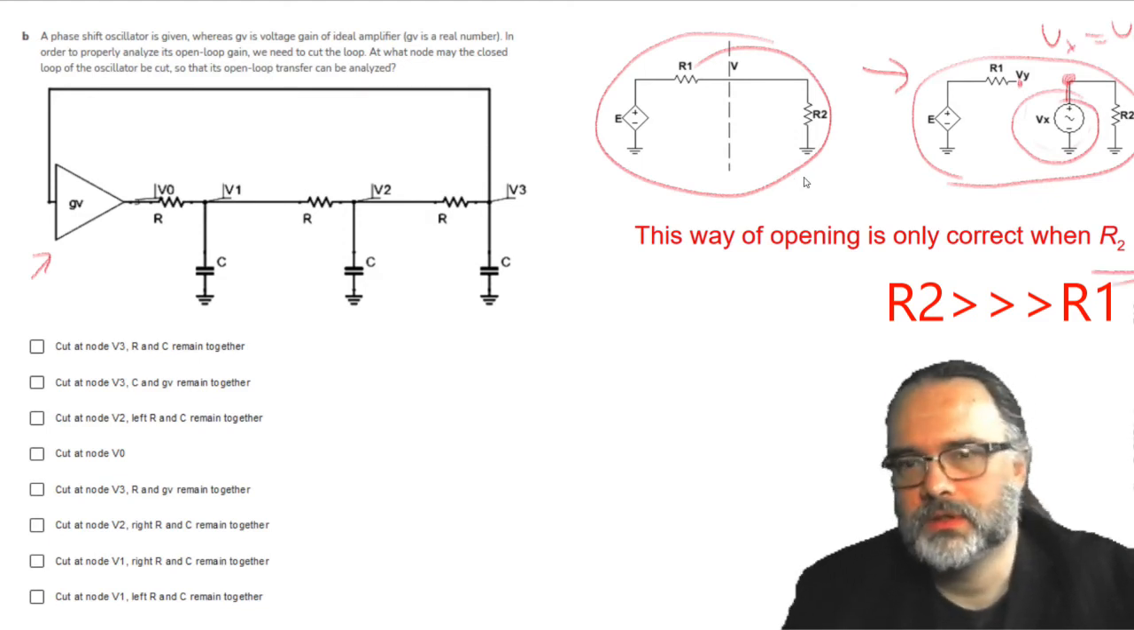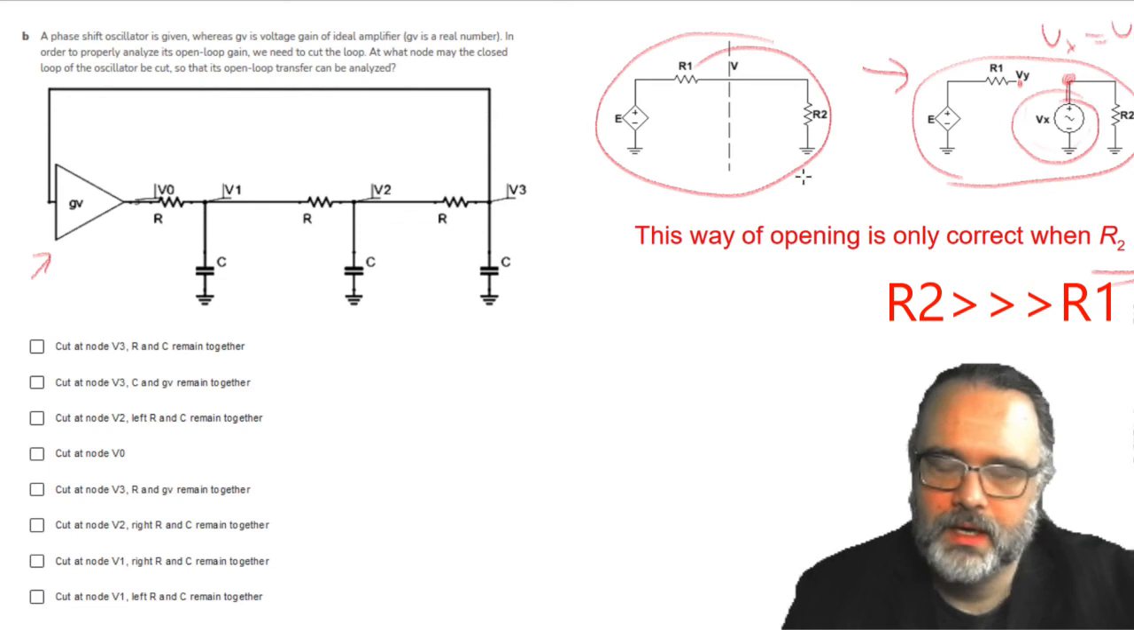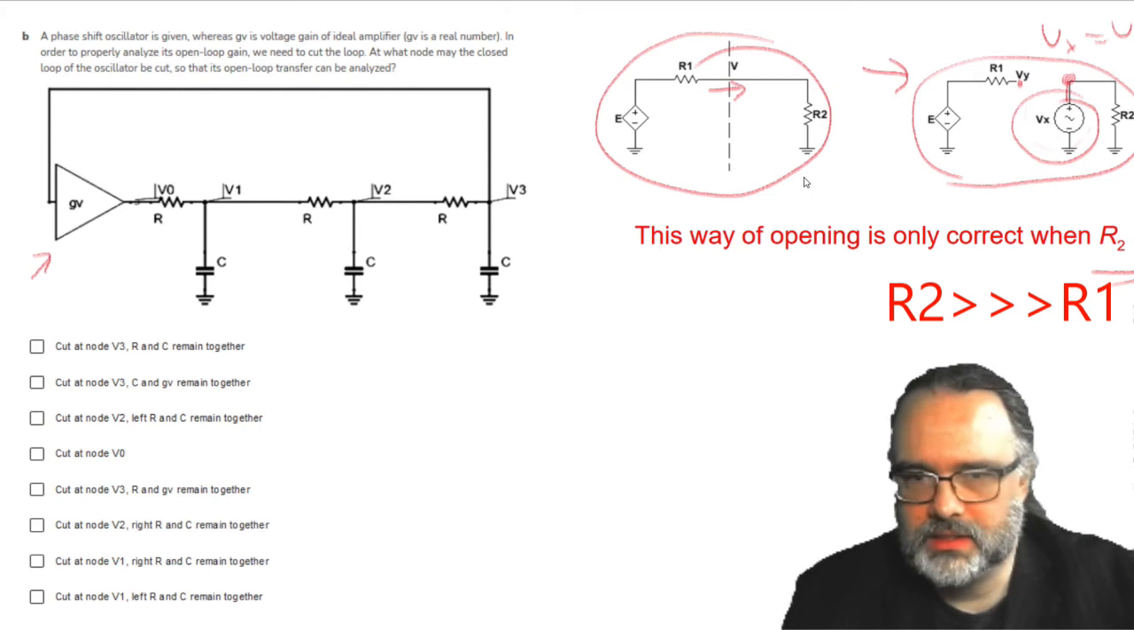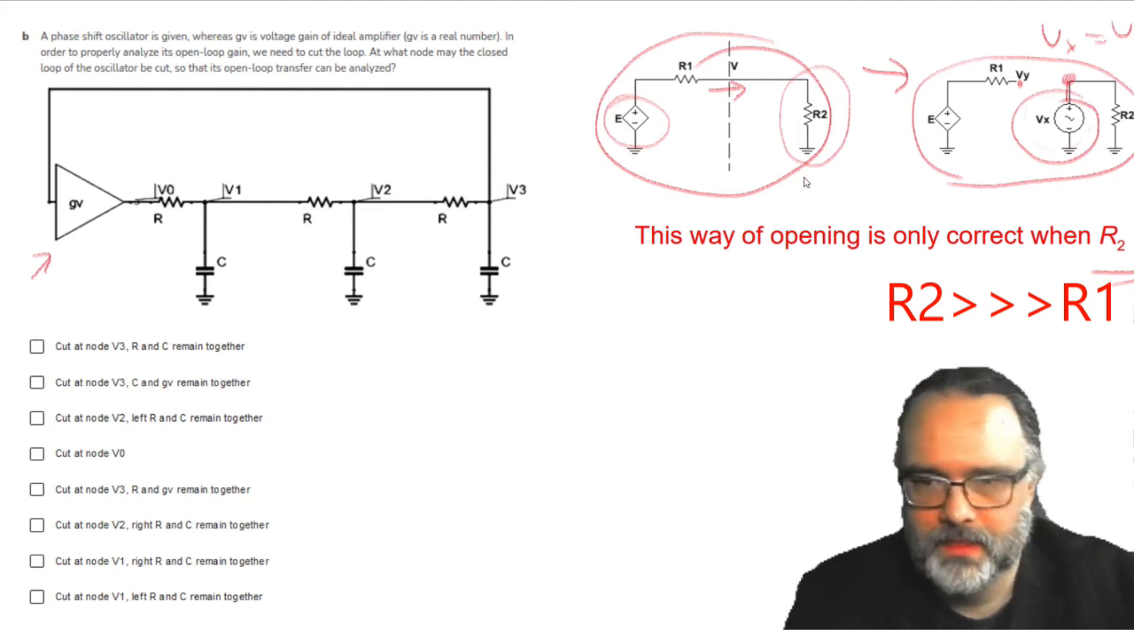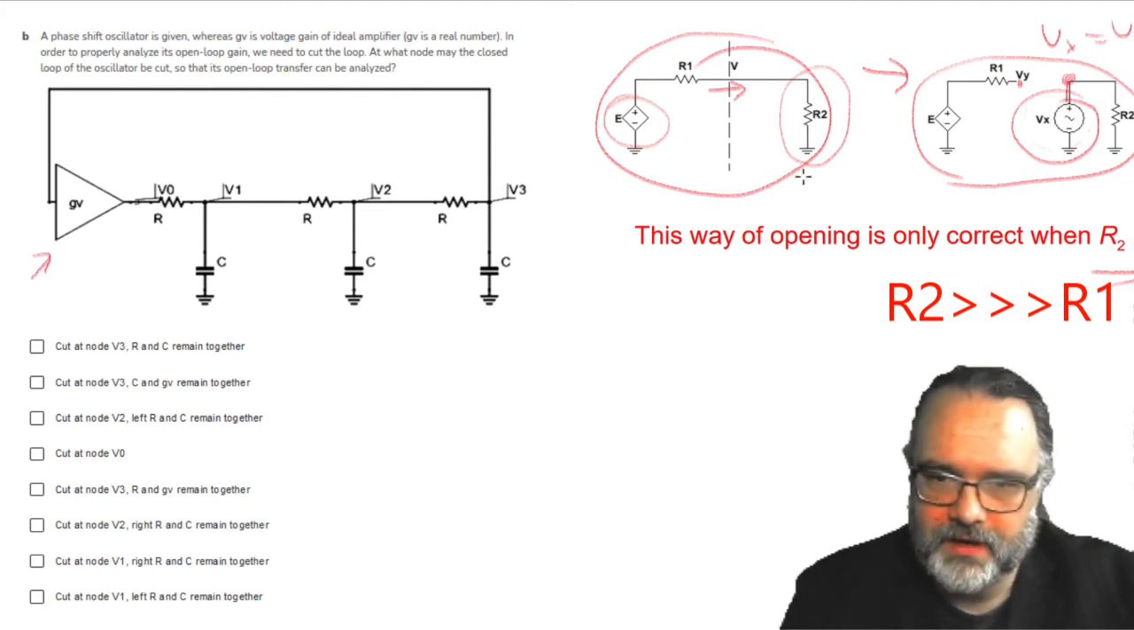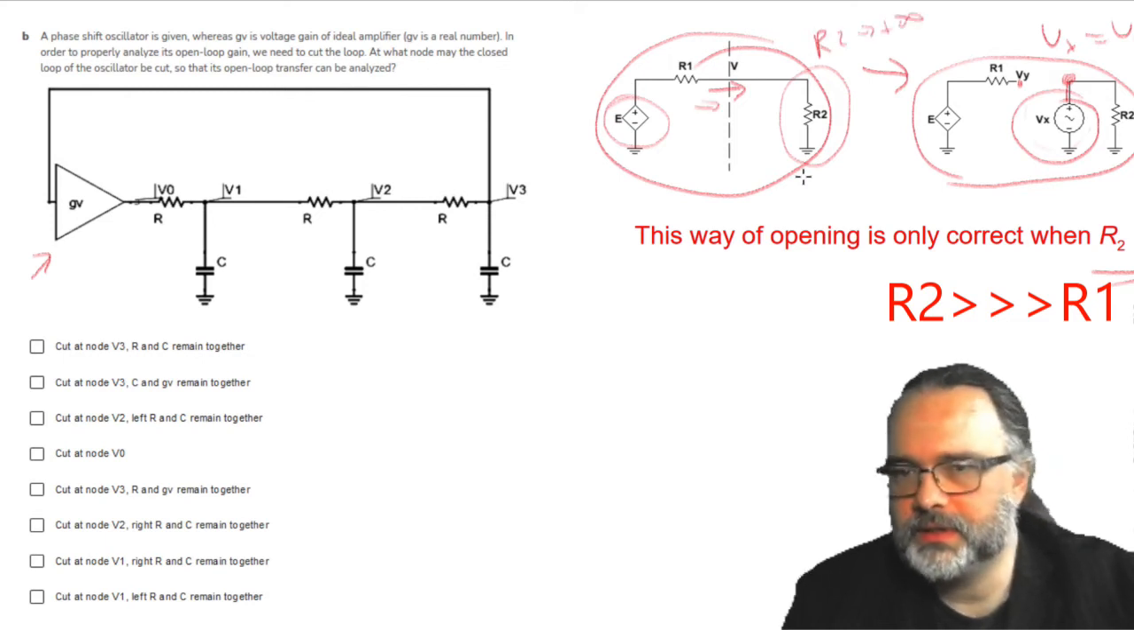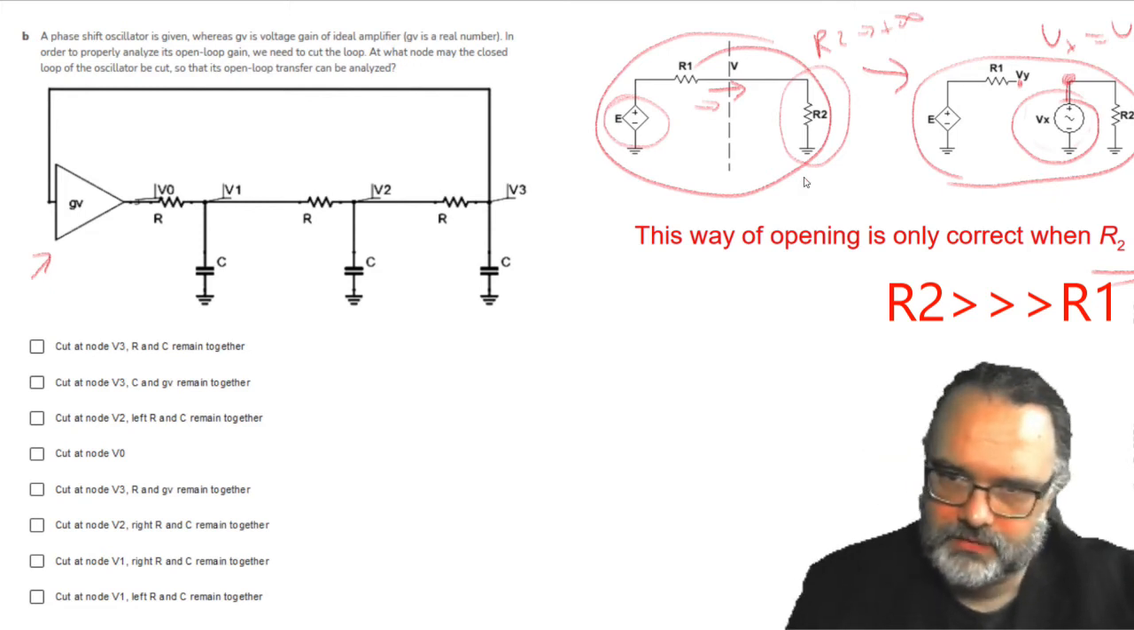So this will be the same only if R2 is extremely large, much larger than R1, or R1 is extremely small, much smaller than R2. And it all has to do with the current here. One condition is if R1 is extremely small, whatever current R2 requires can be supplied by the ideal voltage source E. The other option is if R2 is infinity, extremely large, this means that there will be no current needed here. So if you cut the loop, this will not be a problem.